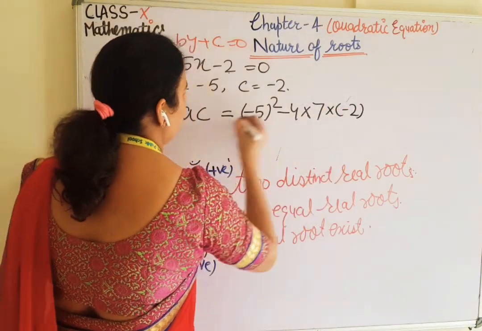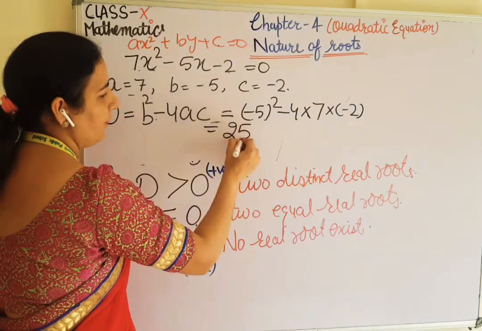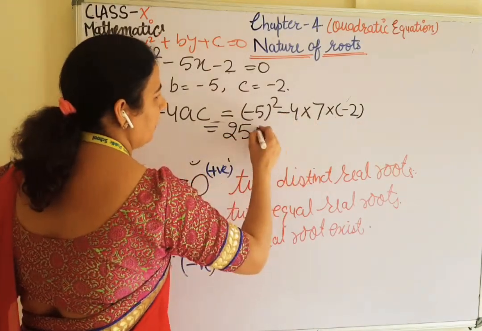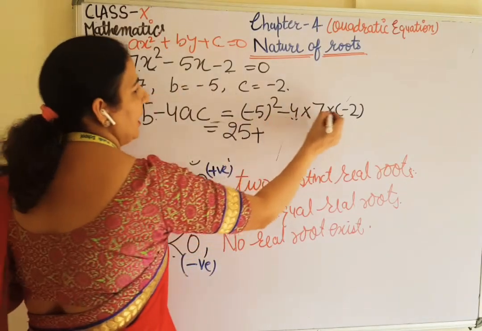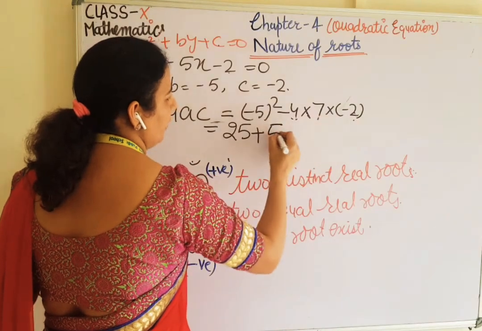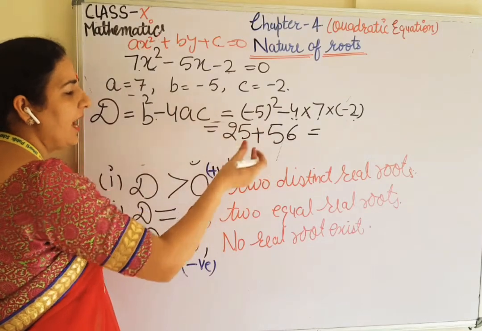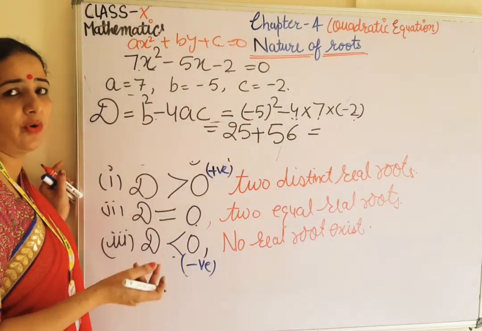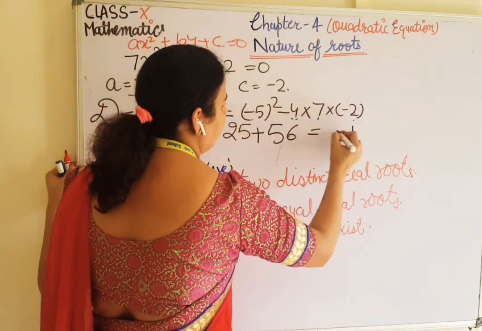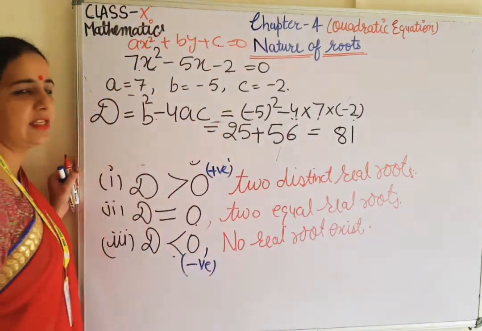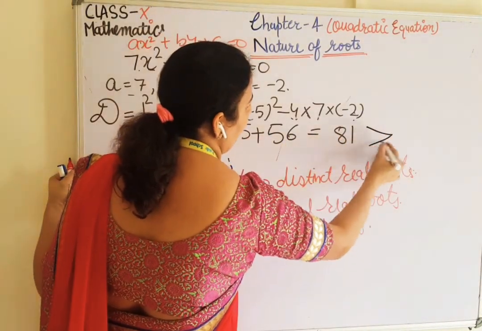What is the value of c? Minus 2. Now we can write minus 5 whole square is 25. Minus minus plus. 7 fours are 28. 28 plus 28 into 2 is 56. Now we can add these two values, 25 plus 56, as they both have the plus sign, so we already know that the answer will be greater than 0. So it will be 81. The answer is 81 here, and it is clearly greater than 0.